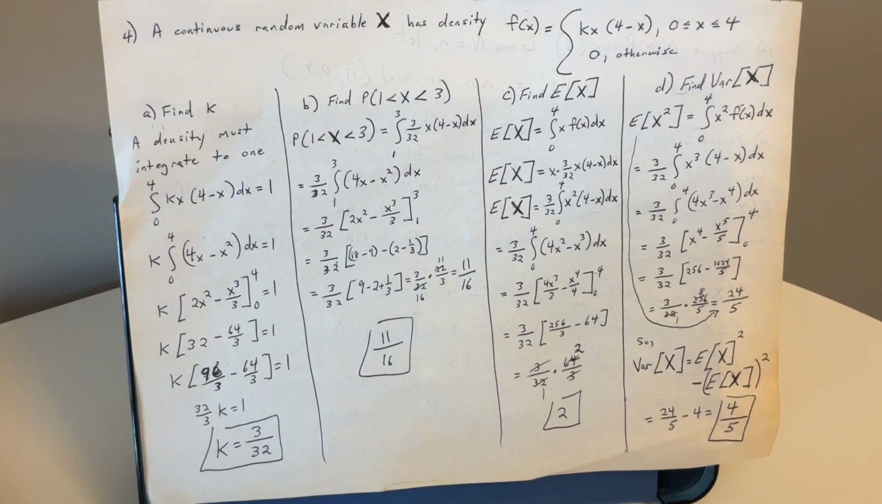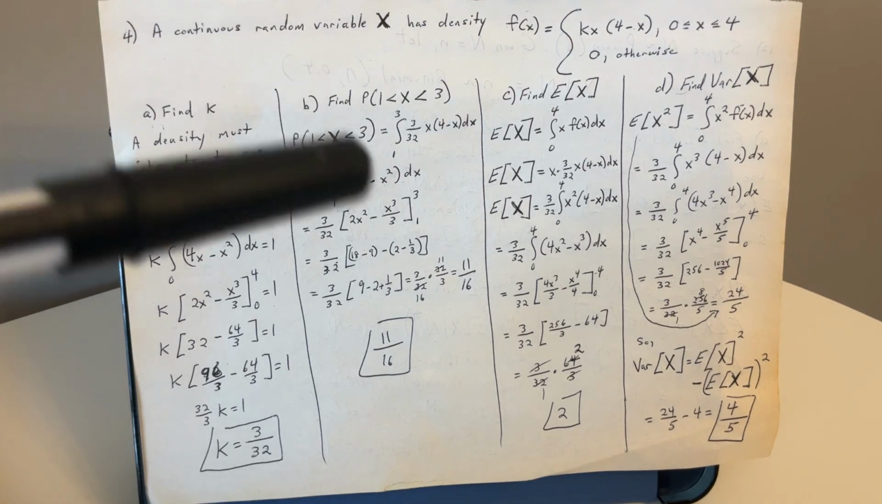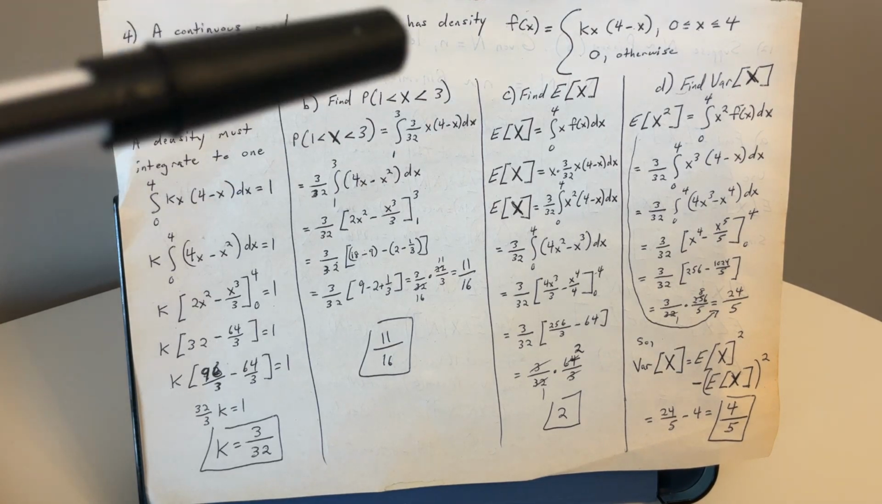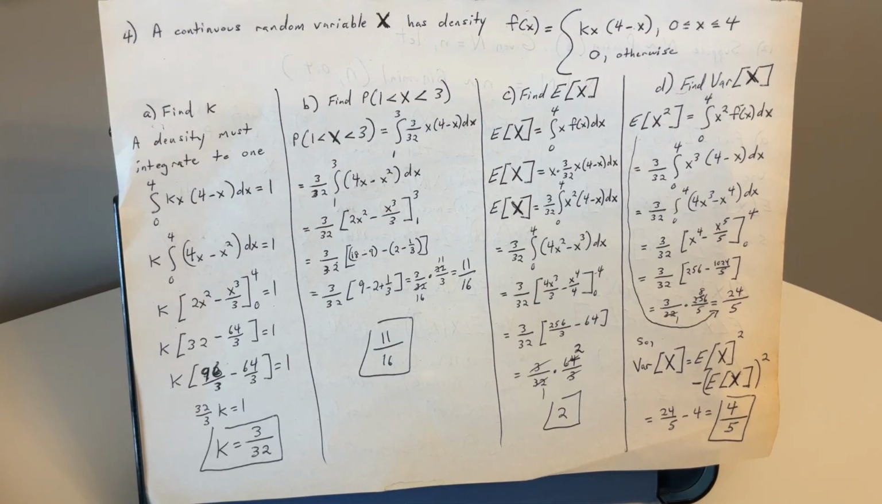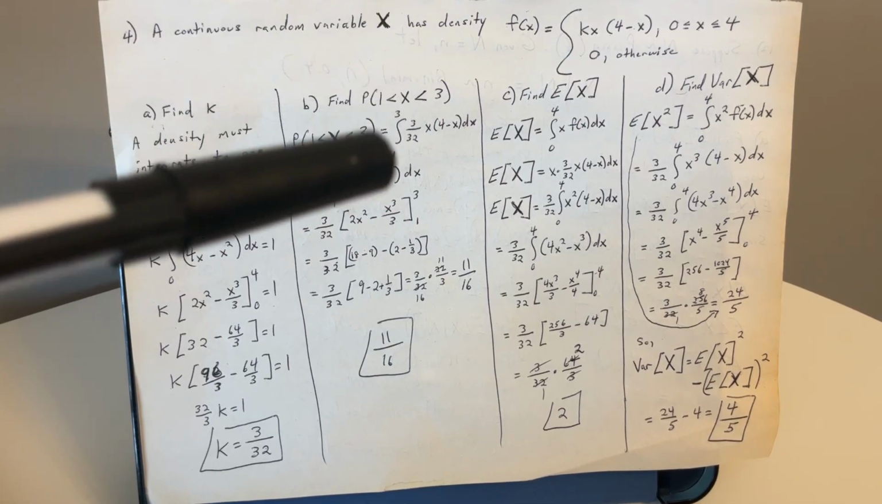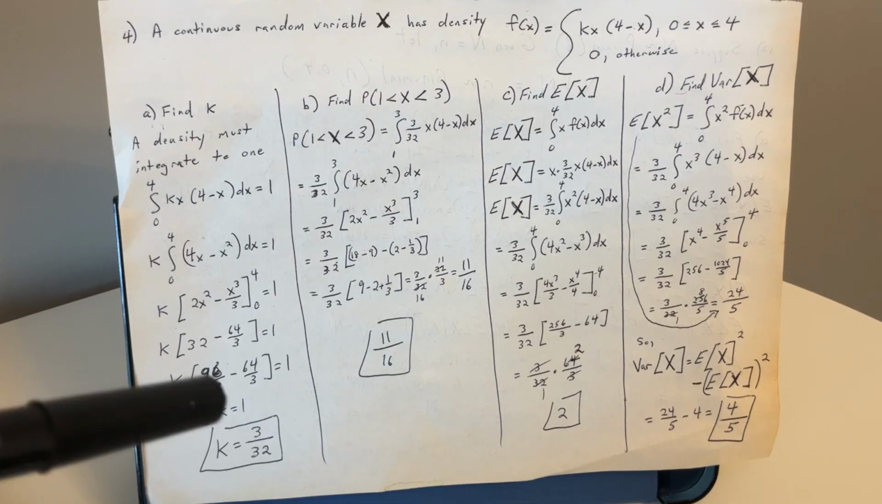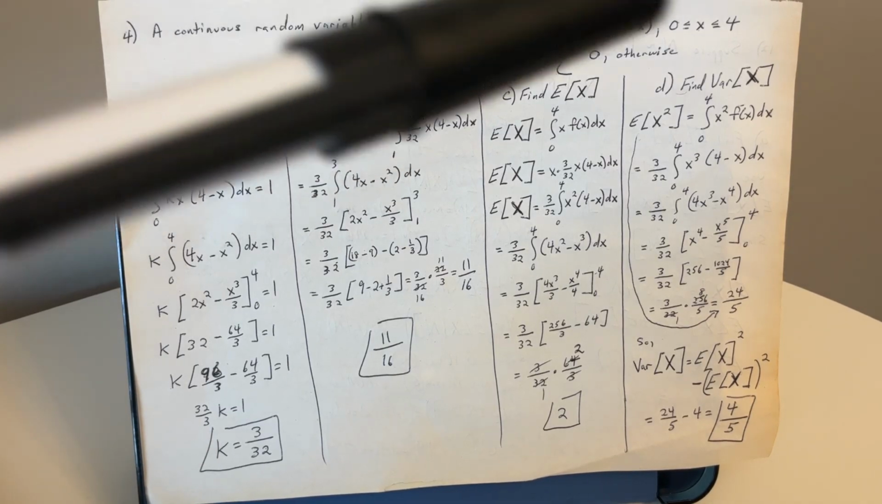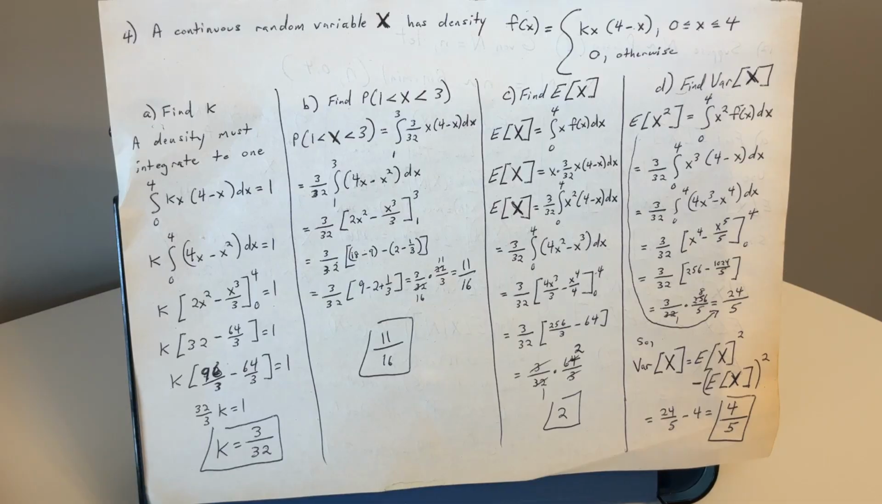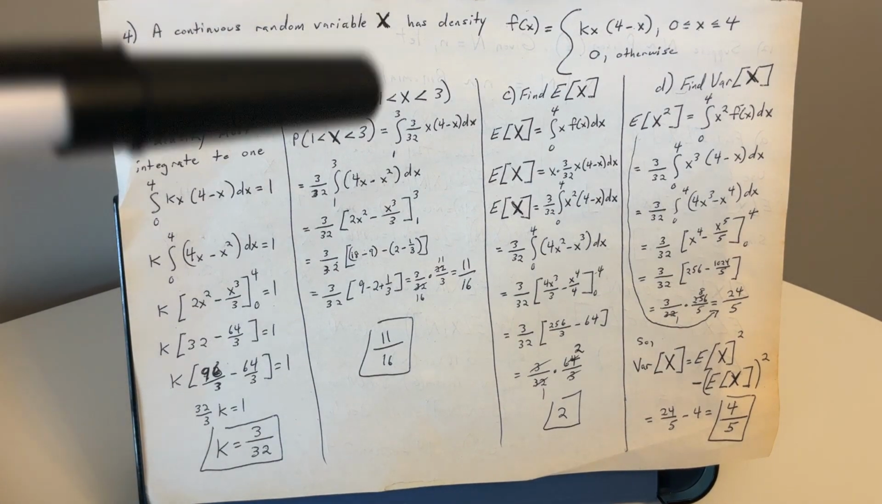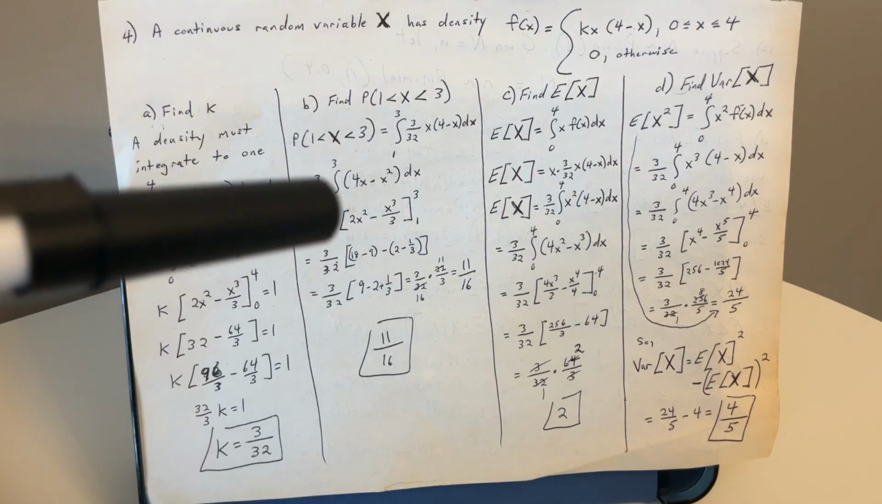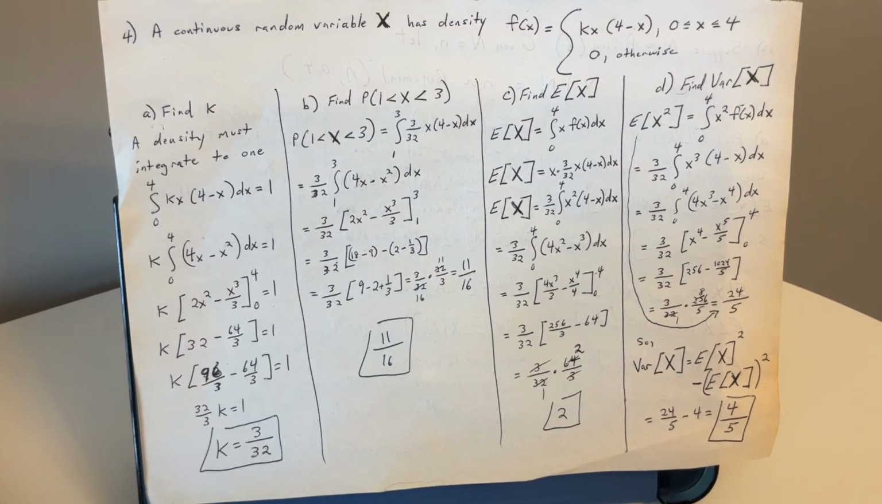For part B, they want the probability that 1 is less than X is less than 3. In order to do that, set up an integral again, from 1 to 3 as the limits of integration. We use k, 3 over 32, times the function x times 4 minus x, dx. Integrating with respect to x and doing our computation, we come to the result of 11/16.